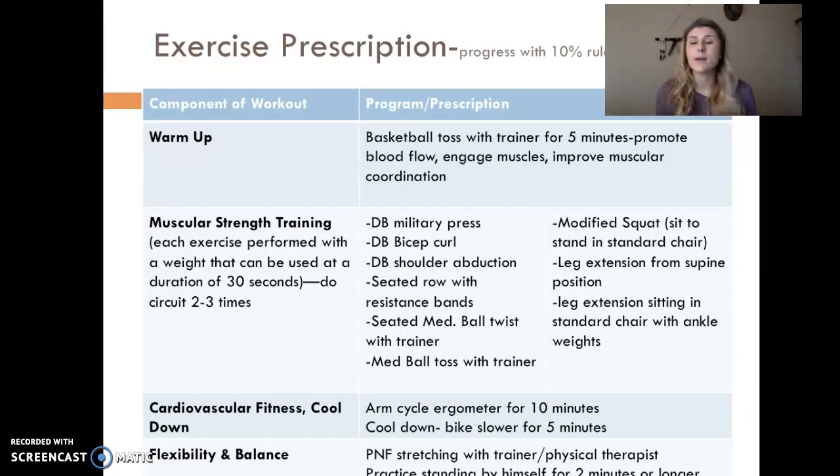And then I did some exercises for the lower body as well so that he can reach his goal to strengthen his legs so that he can walk. And then we incorporated some cardiovascular fitness. I would say he could use the arm ergometer for a little bit just to kind of work on some cardio, and then flexibility and balance. I said PNF stretching would be good for him with like a trainer or a physical therapist. And then balance, I would say practice standing by himself for 2 minutes or longer.